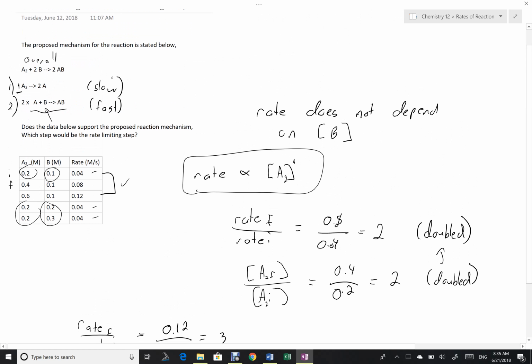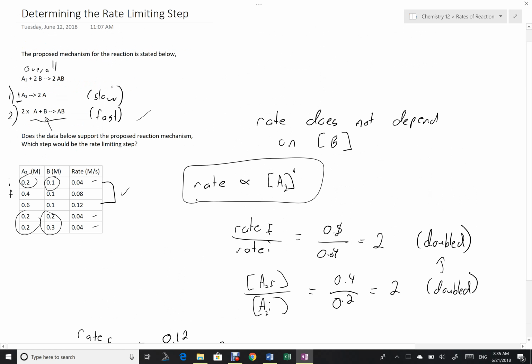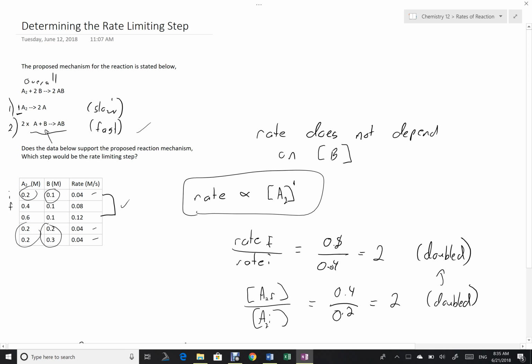So simply looking at the lack of dependence on B, if this overall mechanism is correct, then we can see that since the reaction rate doesn't depend on B, this must be the fast step. Or noticing that A2 in the slow step should lead to a linear dependence. When I double one, I double the other, or when I triple one, I triple the other. This rate law also agrees with the data, suggesting that this is a rate limiting step. So it's not confirmed, but with the information we have here, this reaction mechanism makes sense for this reaction.